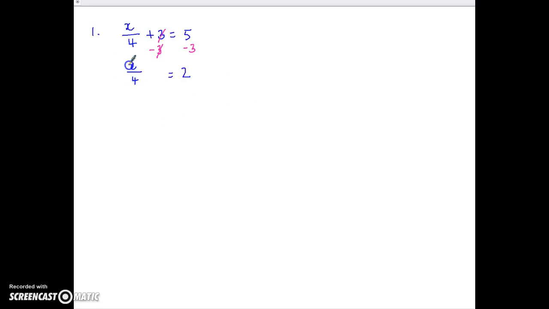Now I have x here, which I want by itself. At the moment it's got a divided by 4 on it. So to undo a divide, we times by 4. So if I times by 4 over here, times by 4 over here, 4 on the top, 4 on the bottom, 4 divided by 4 is 1. So they cancel out. And I have a 1x is 2 times 4, which is 8.